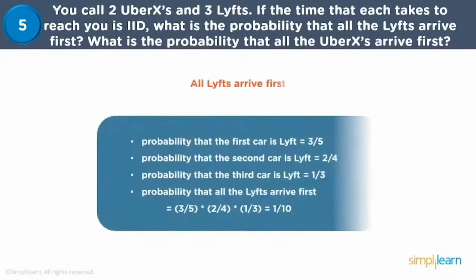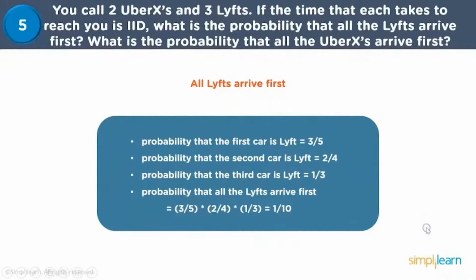Now this is fairly a simple question. First, let's look at all the Lyfts arriving first. We need to find the probability that the first car is a Lyft, which is going to be 3 by 5, since we have 3 Lyfts and in total we have 5 vehicles. Next, the probability that the second car is a Lyft is 2 by 4. Third, the probability that the third car is also a Lyft is 1 by 3. Now, all Lyfts arriving first is the product of the above 3 probabilities, that is 3 by 5 into 2 by 4 into 1 by 3, which is nothing but 1 by 10.